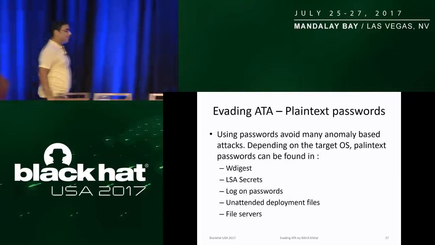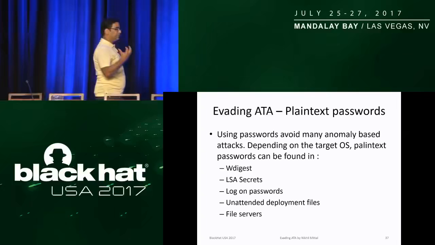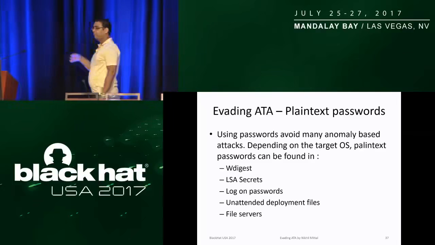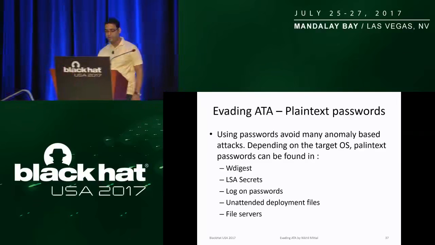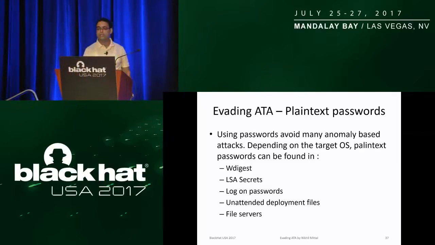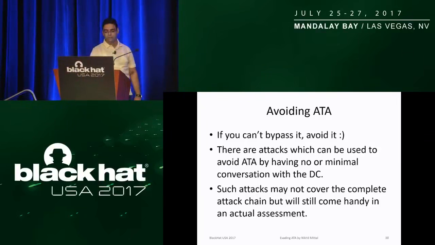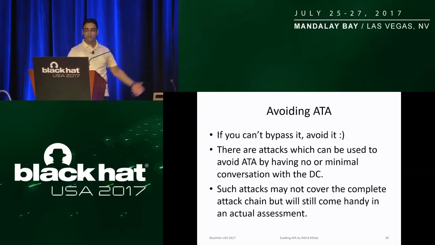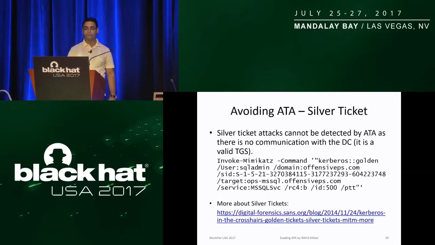Now next, plain text passwords. You can extract plain text passwords using a variety of ways. There are so many instances where you can get your hands on them. In those cases, anomaly-based detections are of no use. If you can't bypass it, just avoid it. How do you avoid ATA? By not talking to the domain controller.